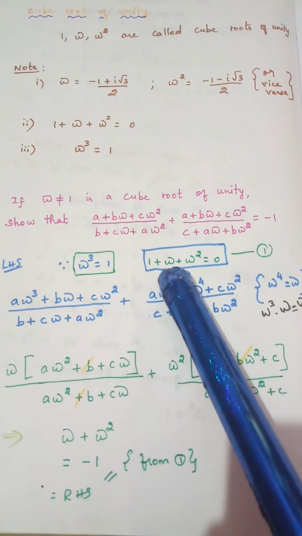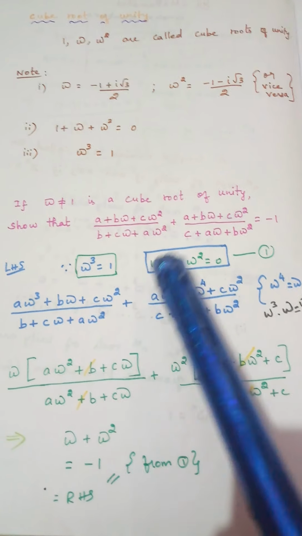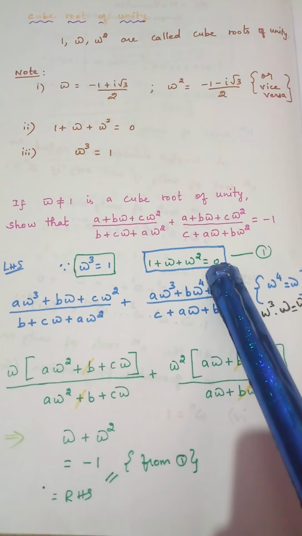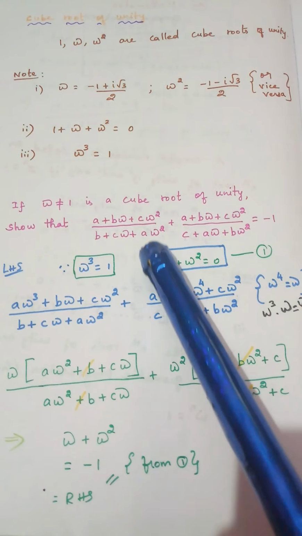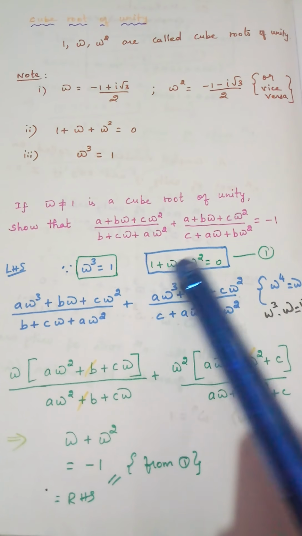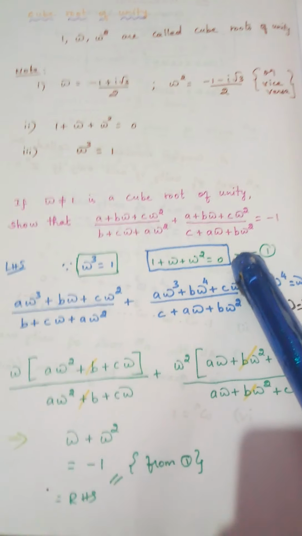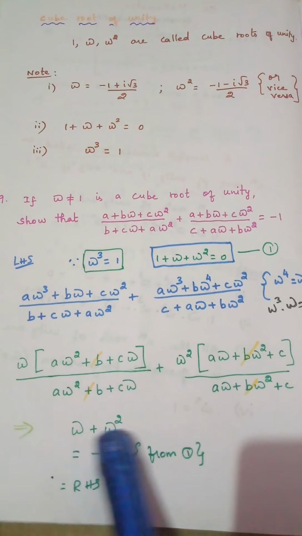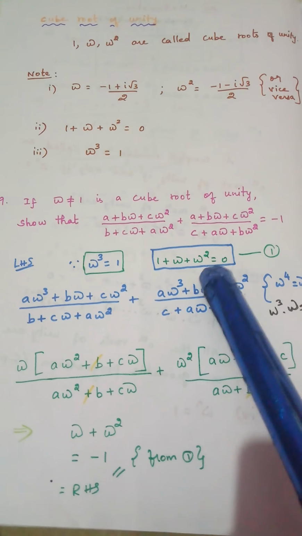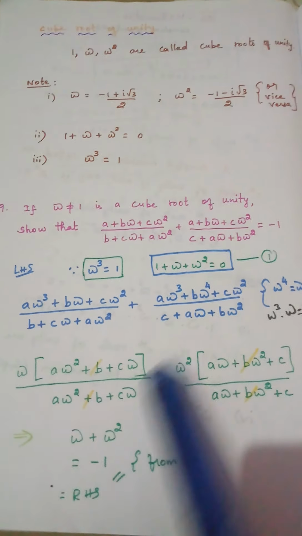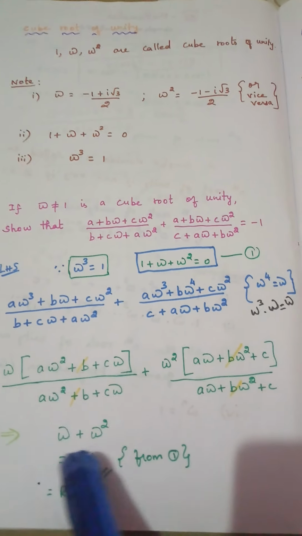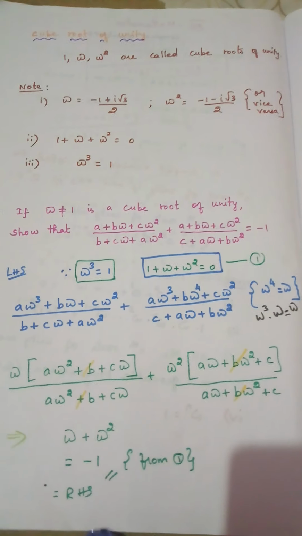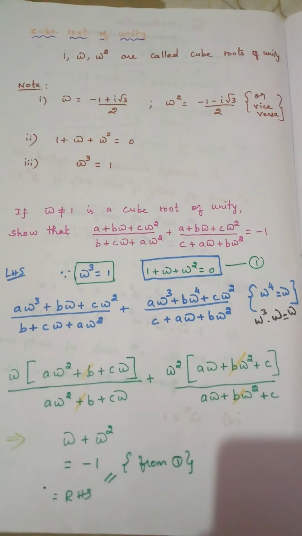Again I am going to see this condition, 1 plus omega plus omega square equal to 0. I know very well. Then what is omega plus omega square? Just bring this plus 1 to the other side. Omega plus omega square is equal to minus 1. So instead of omega plus omega square, use this first equation and write the value as minus 1, which is nothing but our RHS. So we have taken LHS and we arrived at RHS, right?